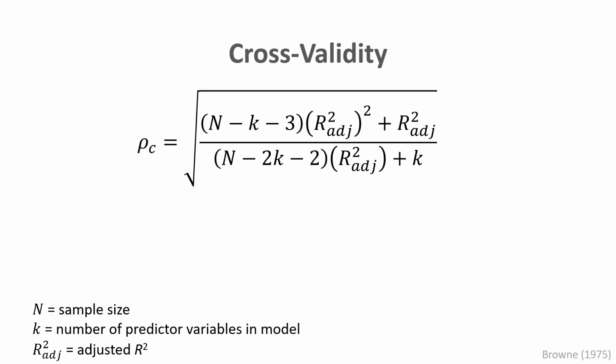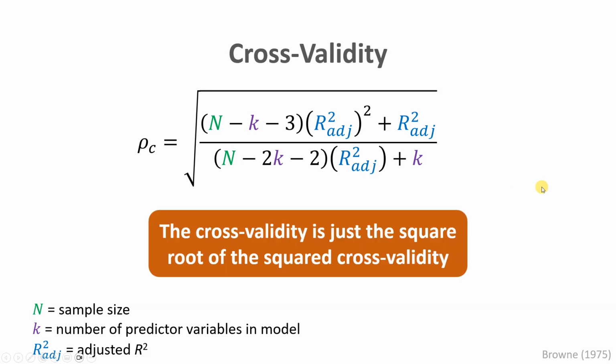Finally, let's talk about cross-validity. So here's the formula for cross-validity here, and it should look pretty familiar. Again, we have the sample size represented with the green N, the number of predictor variables in the model represented with the purple K, and then the adjusted R squared value represented in blue. Now, the cross-validity is just the square root of the squared cross-validity. And so you can see that underneath the square root sign here, it's just our squared cross-validity formula. If we take the square root of it, then we have simply the cross-validity.